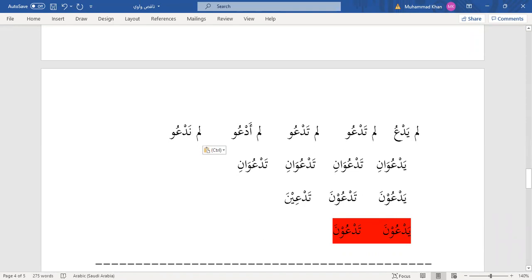The waw will be dropped. And why will it be dropped? Because of lam. So it becomes lam yad'u, and also lam tad'u, and lam ad'u, and lam nad'u. So 5 of them are clear, and we know the 5 that have dhamma in the end have a similar rule. So if we are able to implement the rule for one of them, then we are good to implement it for all the rest of the 4 forms. So the first 5 forms are clear.